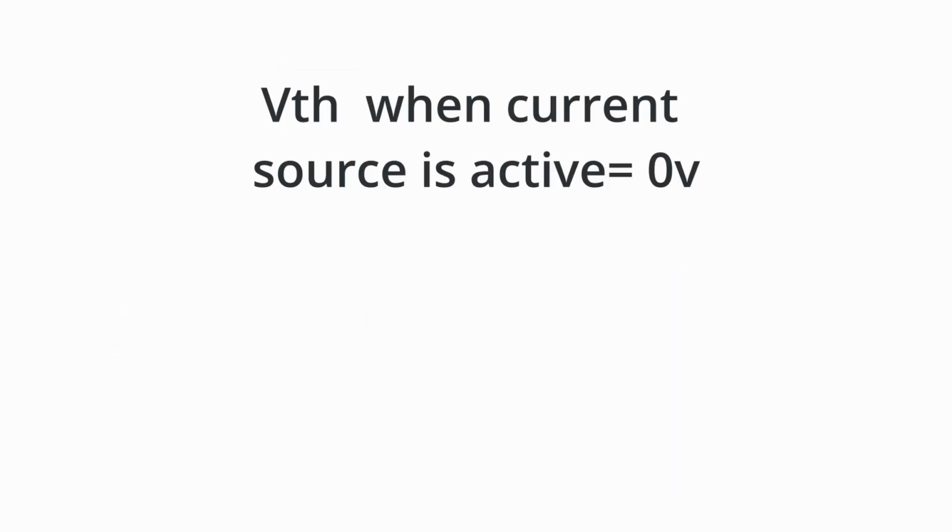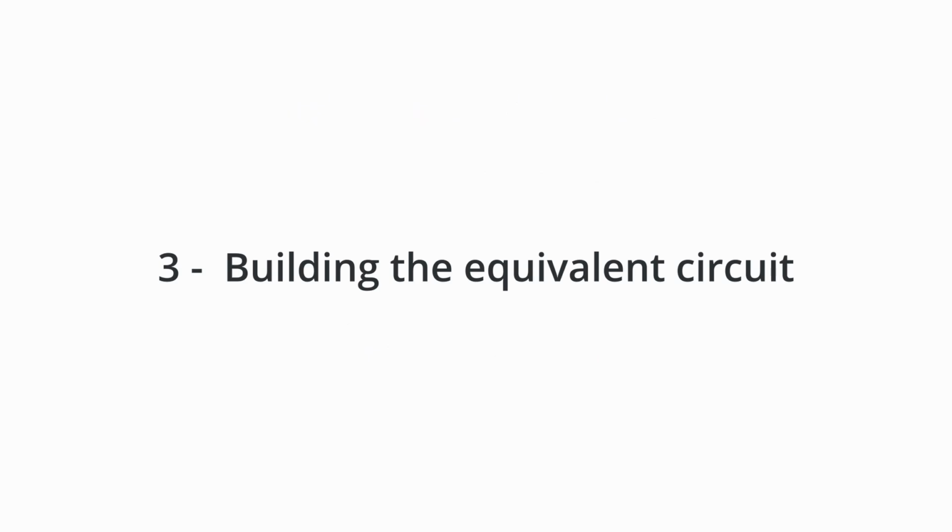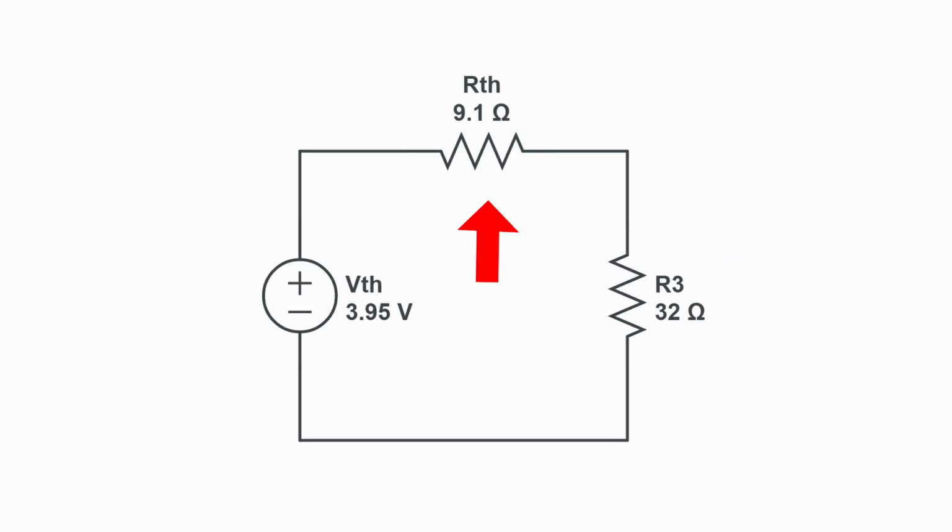Given that the voltage is 0 when the current source is active, the Thevenin's voltage will be equal to 3.95 volts. Now that we have found Thevenin's voltage, we can move on to the final step, which is building the equivalent circuit with the Thevenin's resistance, Thevenin's voltage, and the original resistor that we wanted to analyze.